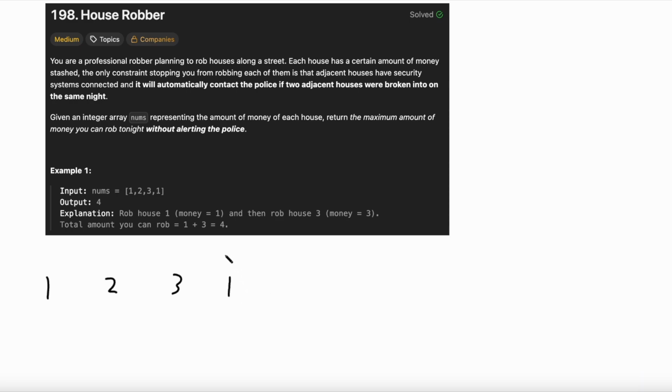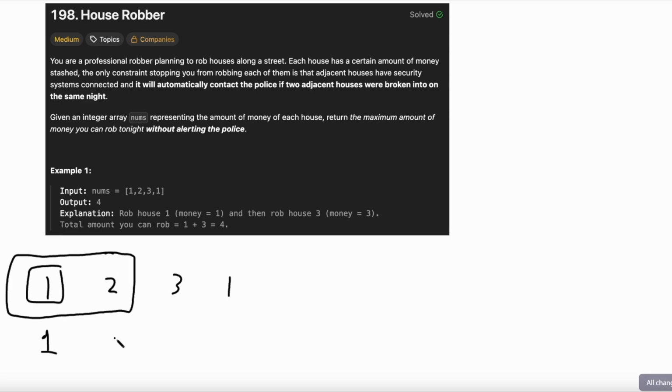To do that, let's first understand how we can rob the first house effectively. The maximum amount of money we can rob from the first house is just 1. What about if we just want to rob the first 2 houses? Well, if we just consider these 2 houses, then the most we can rob is 2. We only rob house 2 instead of 1.